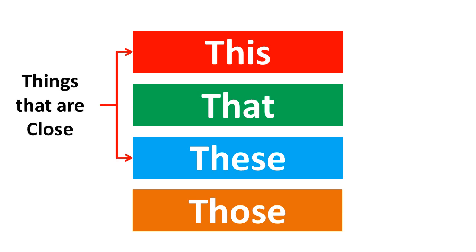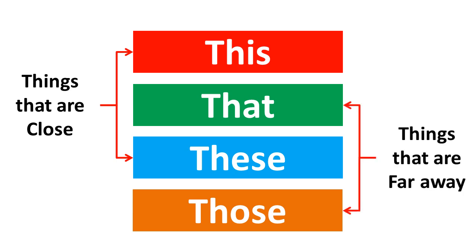This and these are used to refer to things that are close. That and those are used to refer to things that are far away. Let's see some examples.